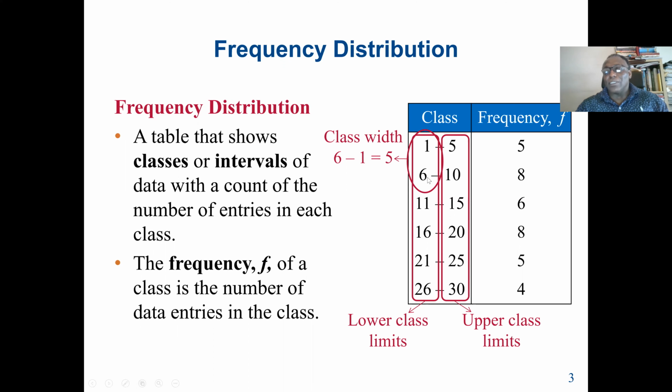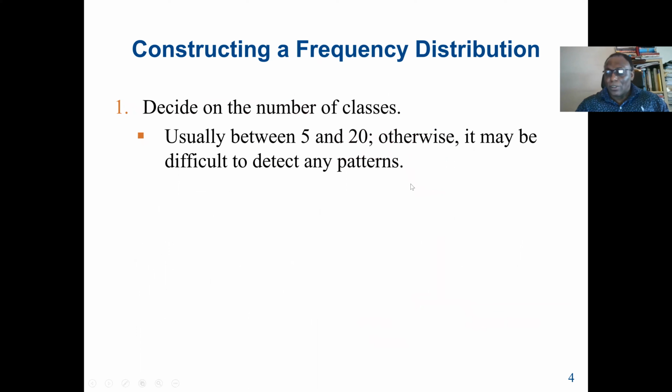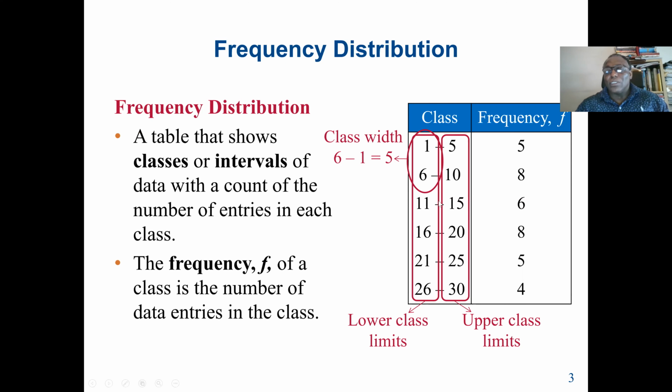The same thing: 11 minus 6 is 5, 16 minus 11 is 5, 26 minus 21 is 5. And when I go to the upper limits on the right side, we should get the same difference: the difference between 10 and 5, the difference between 15 and 10. So that's what we mentioned earlier. The class width or the class size has to be the same for all the classes.